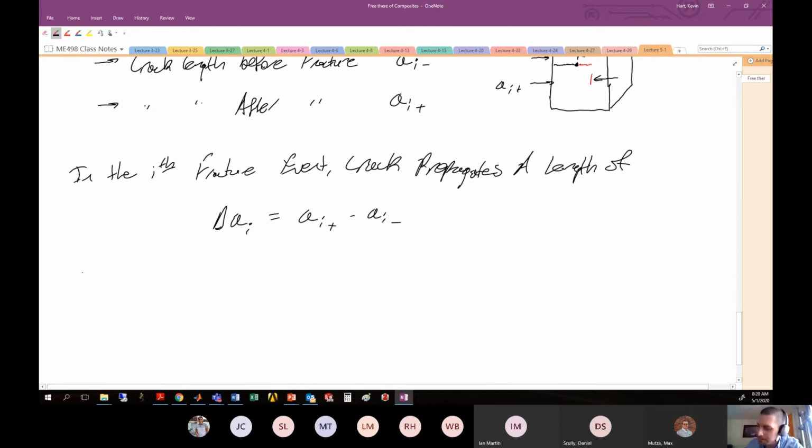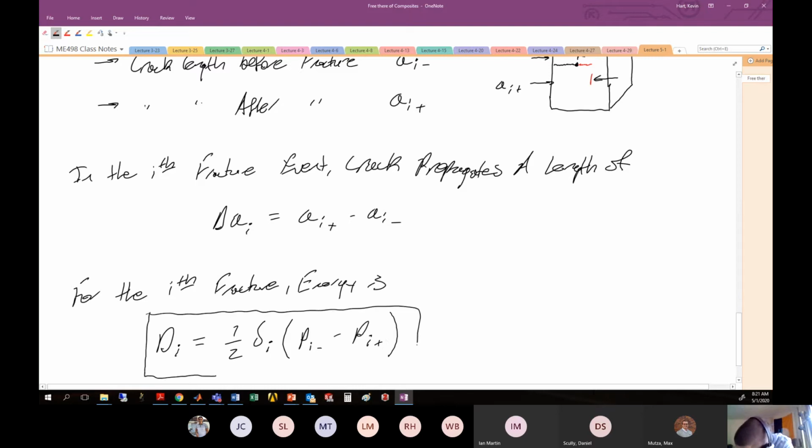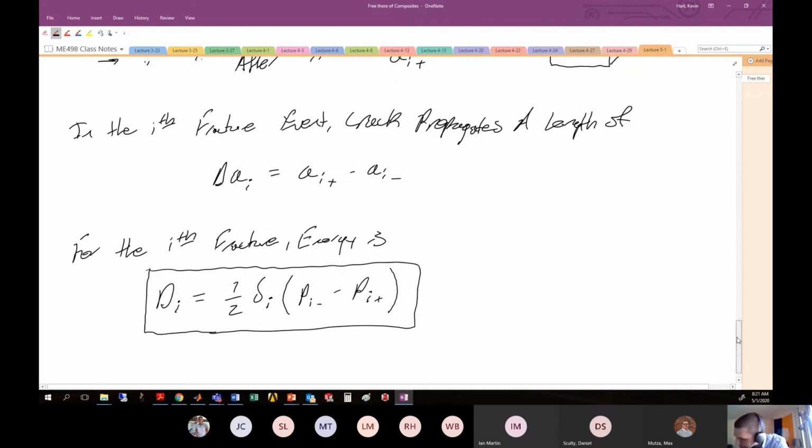All right, then in this case, for the ith fracture, energy is the following. The fracture energy associated with the ith fracture, so this is Di, the energy of fracture i, is 1/2 times delta i times whatever the load is right before. So this is Pi minus, whatever the load is right after, Pi plus. Right.